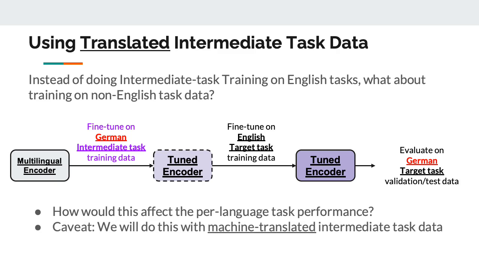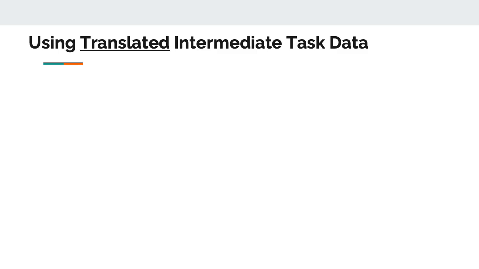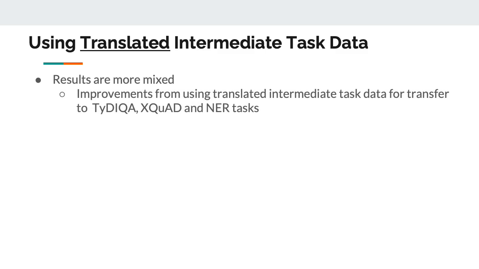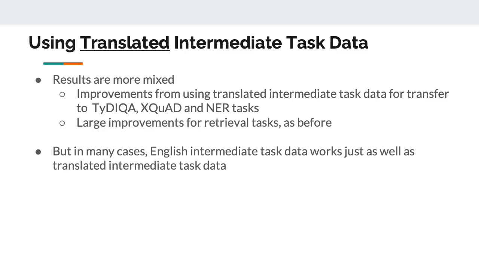Now, one caveat is that for this experiment, we're going to do this with machine translated intermediate task data, so keep that in mind. The full results of our experiments can be found in our paper, but here's a quick summary. The results are a little bit more mixed. We do see some improvement from using the same language for both the intermediate task as well as the evaluation task for TyDi QA, XSQuAD, and NER, and we do still see large improvements for retrieval tasks as before. But we found that in many cases, using English intermediate task data works just as well as using translated intermediate task data, so the picture's a little bit fuzzy.